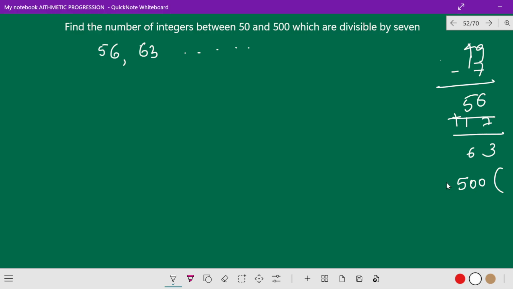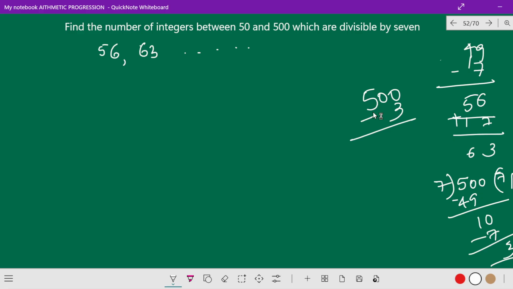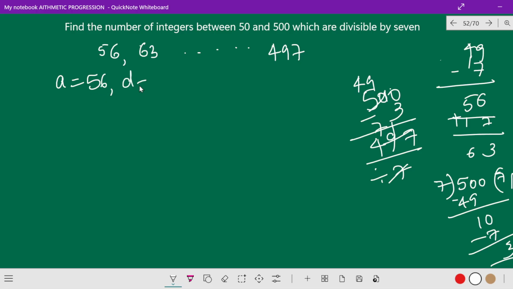So 500, which is divisible by 7? 7 sevens are 49, 1 remaining. 7 ones are 7, 3 remaining. So you do 500 minus 3, which will be 497. 10 minus 3 is 7, 9, 4. Can it be divisible by 7? 7 sevens are 49, 7 ones are 7. So the last number within 500 will be 497. So now A is 56, D is 7, AN is 497.